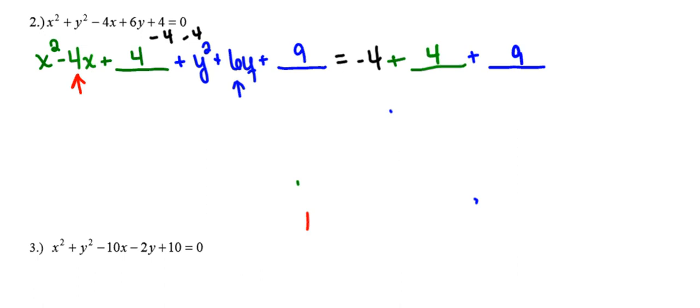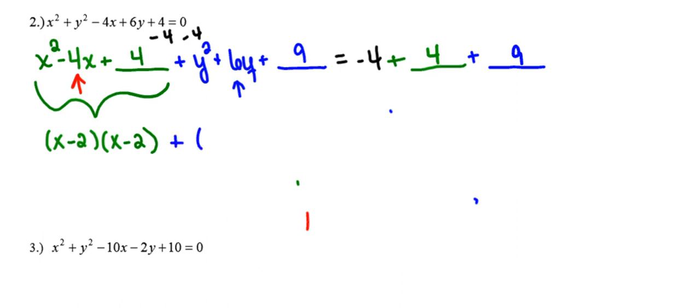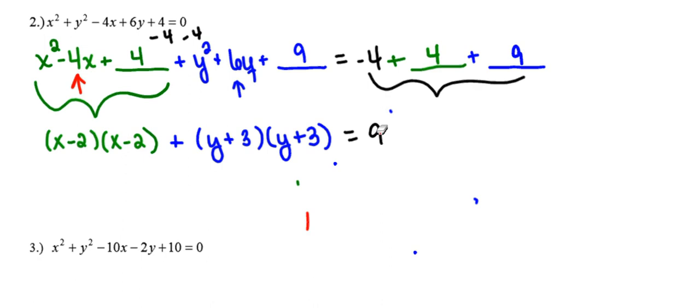Now I'm going to go ahead and factor. So all the terms in green will factor into an x minus 2 times an x minus 2. When I factor the terms in blue, they'll factor into a y plus 3 times a y plus 3. And then lastly, in this line, I'll combine all the terms on the right side of my equation, and I end up with 9.